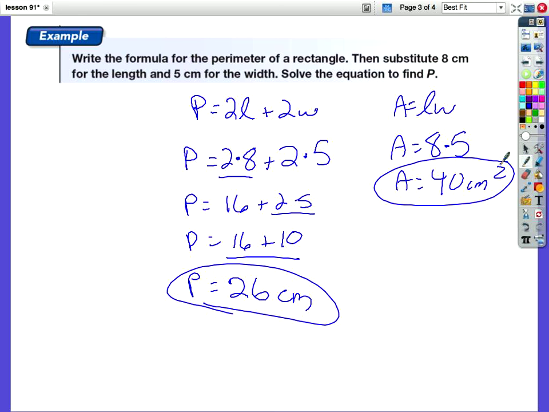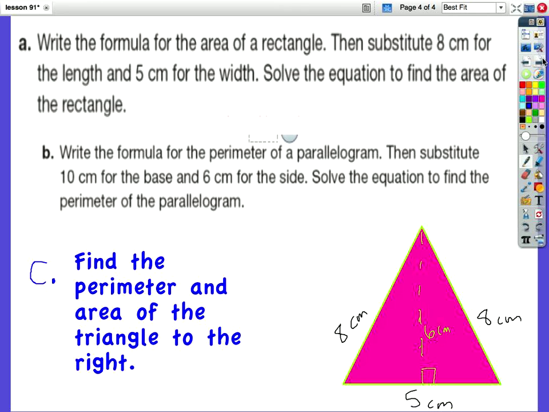Okay? Because in your practice set, they're going to ask you to find the area, they might ask you to find the perimeter. Okay? I also included letter C, find the perimeter and area of the triangle to the right. Make sure if you have any questions on this, you bring it to class. Hopefully this should be a review, and that we get that we just need to plug in those numbers for the letters they represent.